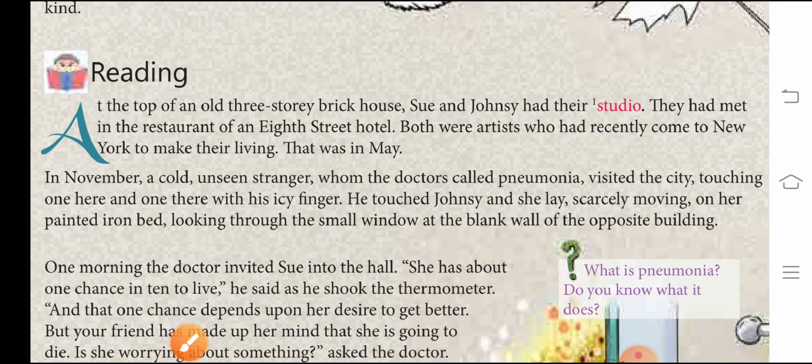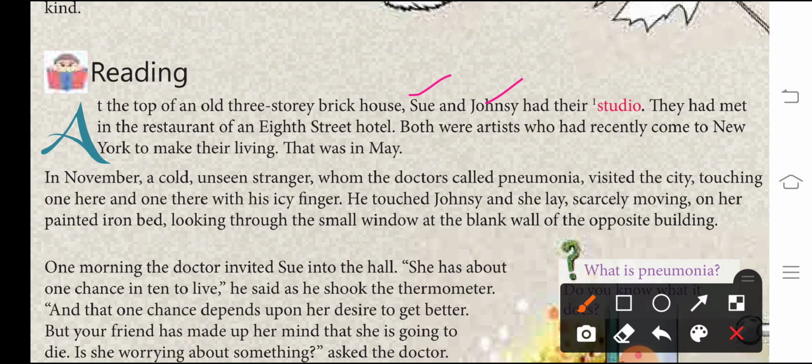They had met in the restaurant of an 8th Street hotel. Now both of the girls, Sue and Johnsy. First, let me tell you, this story is about two girls, Sue and Johnsy. What is their profession? They are artists, right? They are painters actually. They had met in the restaurant of 8th Street Hotel. So this is the name of the hotel where they met. Both were artists who had recently come to New York to make their living. That was in May, right? So both were artists, right? And where did they meet? They met in 8th Street Hotel. Okay.